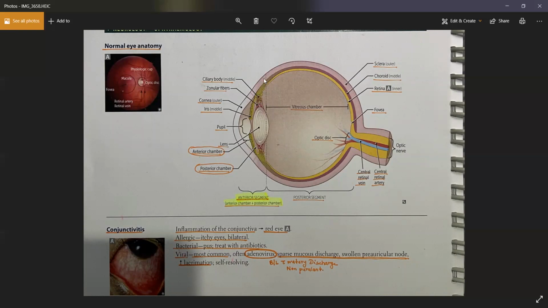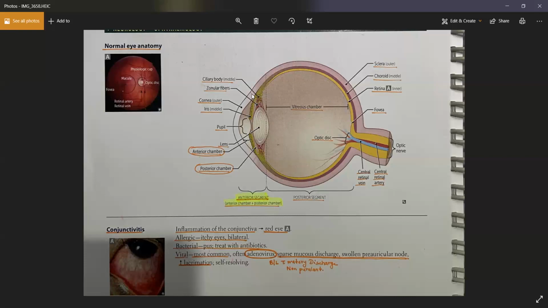From the lens to all this anterior part, you have the anterior segment. After the lens, you have the posterior segment. In the anterior segment, you have the aqueous humor. In the posterior segment, you have the vitreous humor. Anterior to the lens, you have the iris, which covers the lens. In the central part where the iris is not present, you call it the pupil.